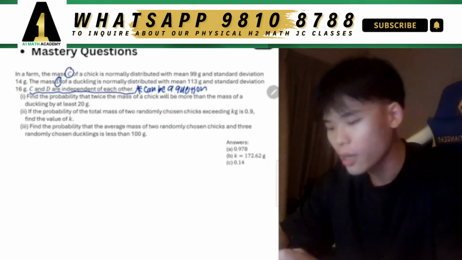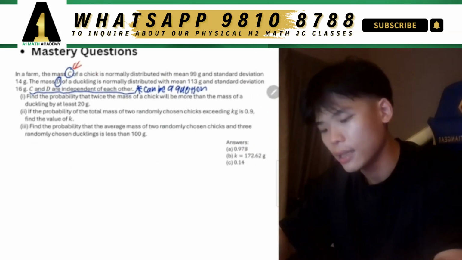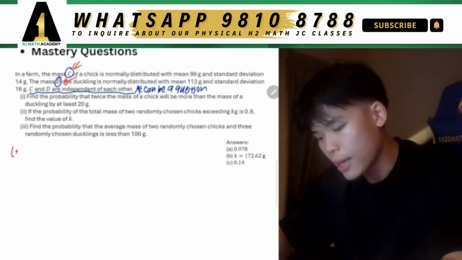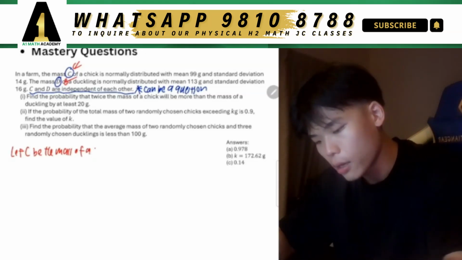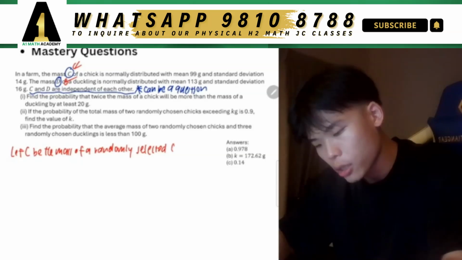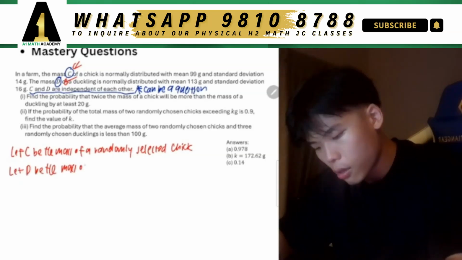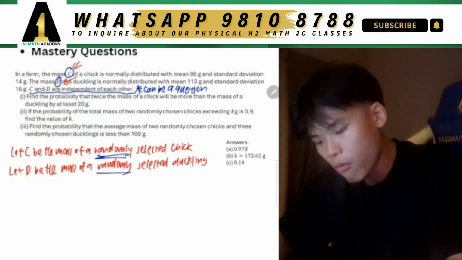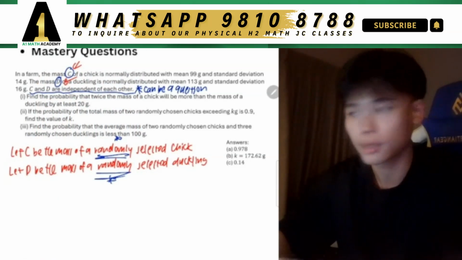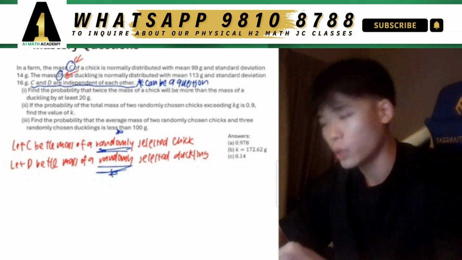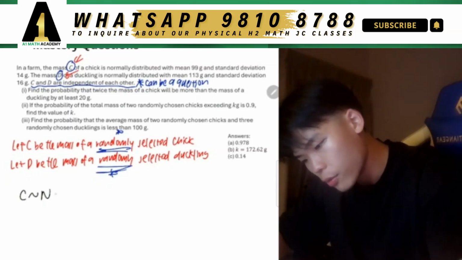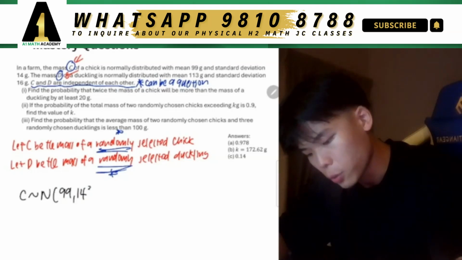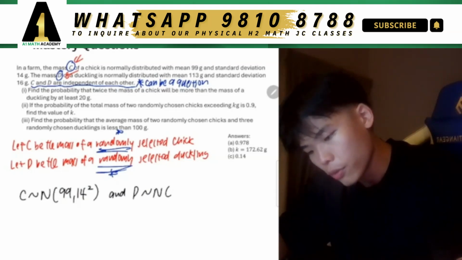Okay, but still we need to define the C and the D over here. So let C be the mass of a randomly selected chick. Let D be the mass of a randomly selected duckling. We need to define the two random variables because of this very important word, randomly. So as a formality, I'll just always write this in the question. So we know that C is normally distributed with a mean of 99 and standard deviation of 14 squared, and D is normally distributed with a mean of 113 and a standard deviation of 16 squared.